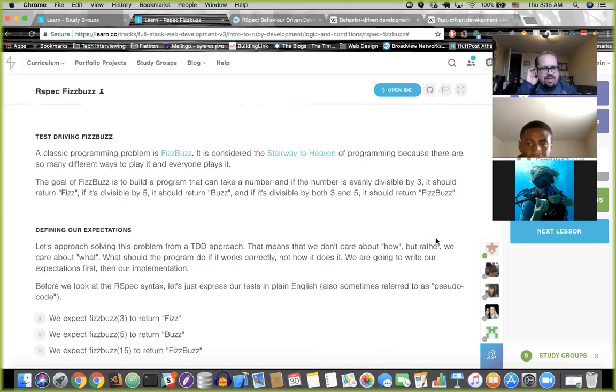And just as you said, Sam, the goal of FizzBuzz is to build a program that can take a number. If the number is evenly divisible by three, it should return fizz. If it's divisible by five, it returns buzz. And if it's divisible by both three and five, it returns fizzbuzz. That's the program, right? It sounds deceptively simple. It actually is pretty simple, but there are so many different ways to solve it.